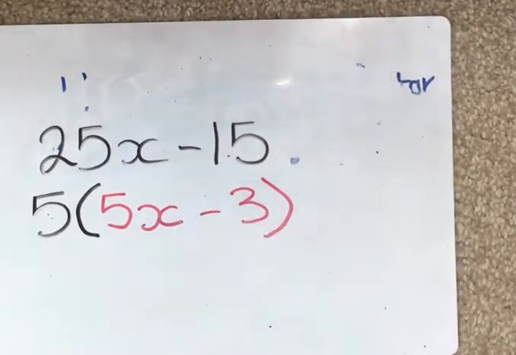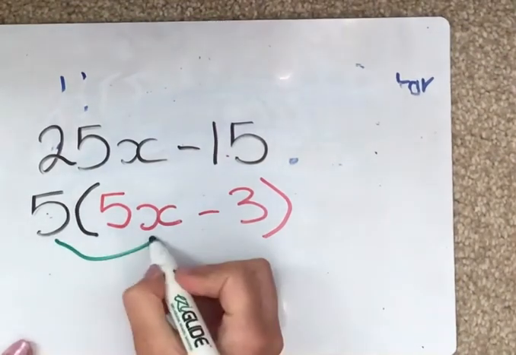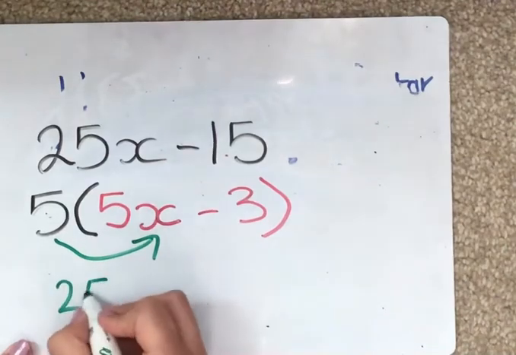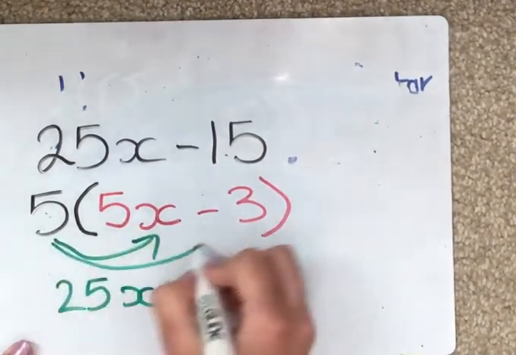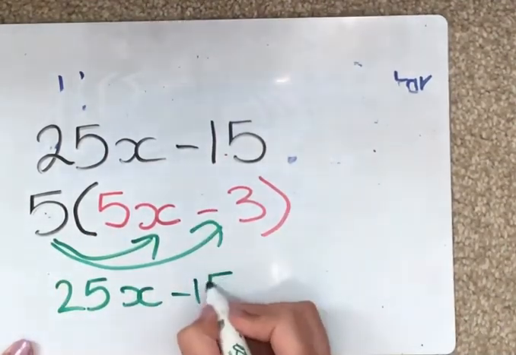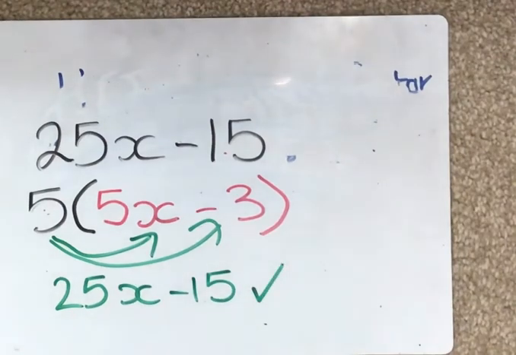And what I can do to double check, does it actually work, is I can just go back and see if it does. 5 times 5x gives me 25x. 5 times 3 gives me minus 15. And I know it works. Okay, let's have a look at another one where it's maybe slightly more complicated.